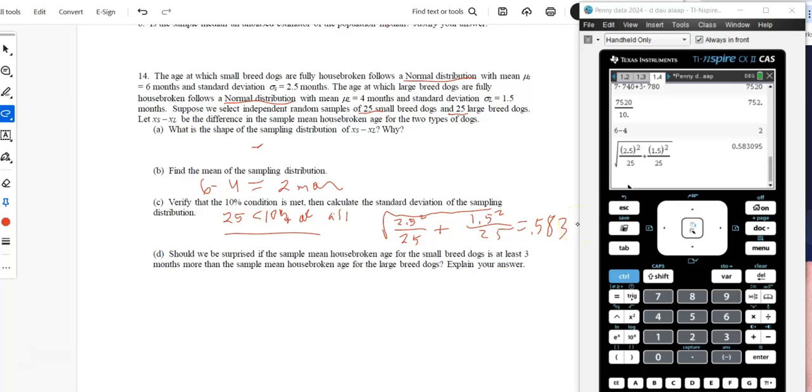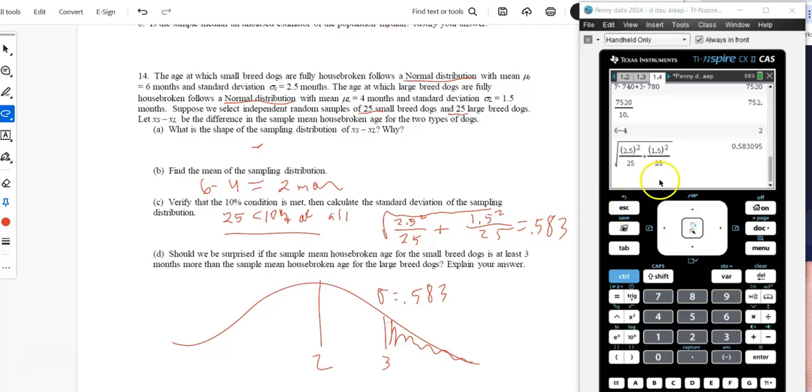Should we be surprised if the sample mean housebroken age for small breed dogs is at least 3 months more than the sample? So let's kind of draw this. So the difference was 2, standard deviation was 0.583. So we want at least 3 months more. So the sample for small is 3 months more. So small minus large, so that'd be 3. So I think it's 3, right? So if this was positive 3 or more, so at least 3, so something like that.